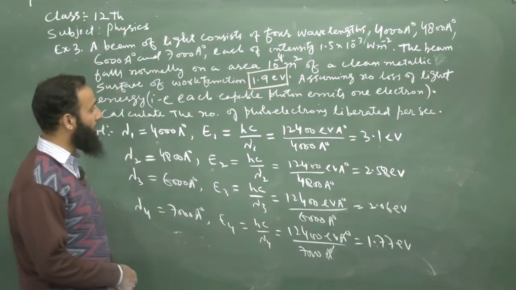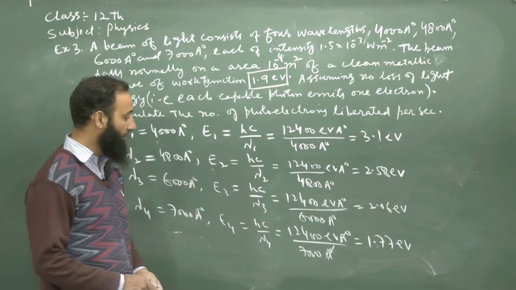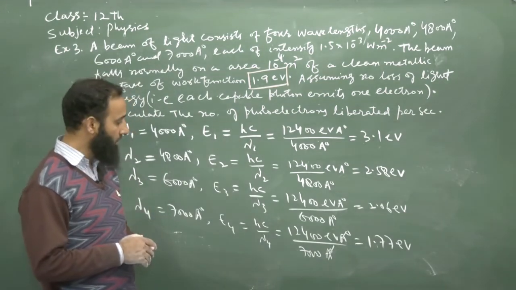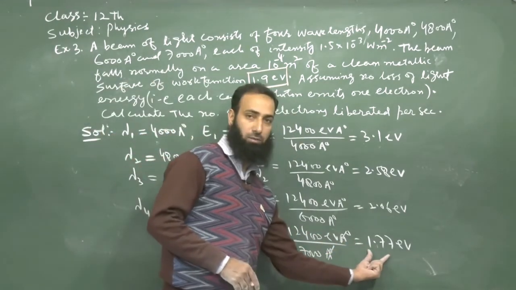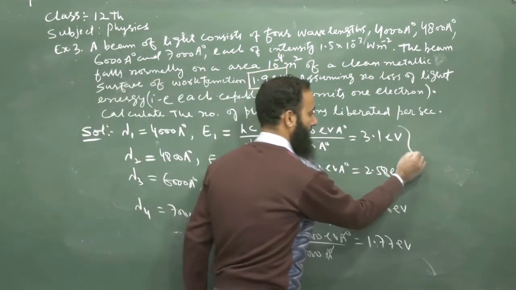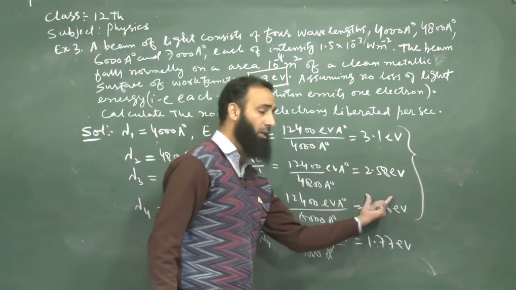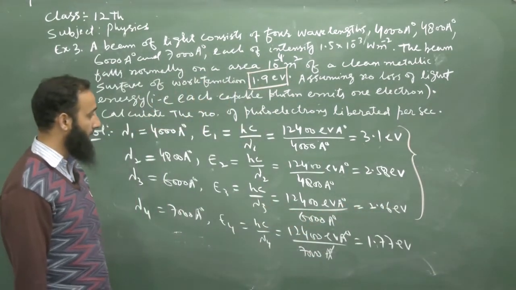The work function is 1.9 electron volts. Therefore, these photons are not able to interact with the electrons, and hence electrons will not come out by these photons because the energy is less than the work function. Only these three are capable. The photons of these three wavelengths are capable to make the electrons come out from the given metallic surface.